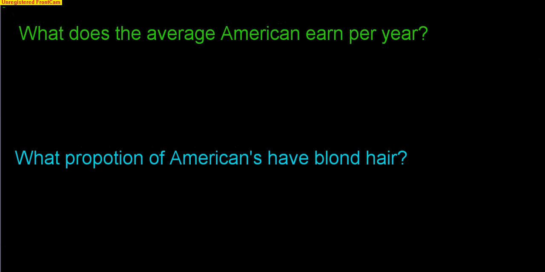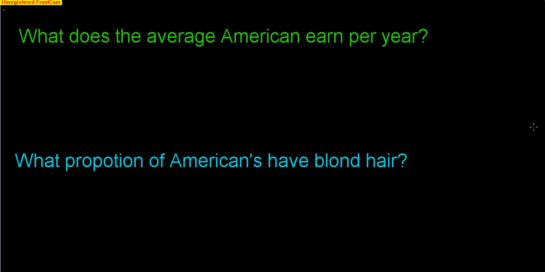First off, to understand sampling distributions, we need to understand questions like this. What does the average American earn per year? What proportion of Americans have blonde hair? Well, the first thing we have to understand is that to get these two answers, we would need to sample everybody, literally the entire population. Well, that's pretty hard to do. So what do we do to find what the average American earns per year?